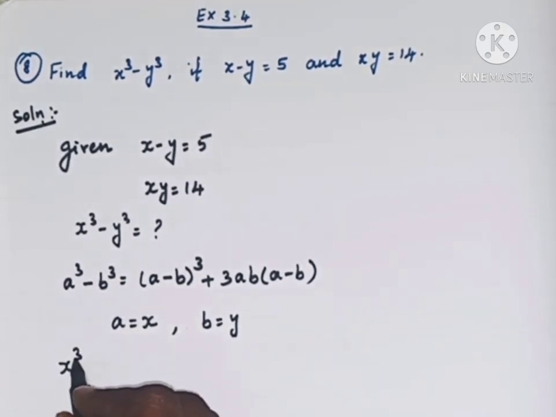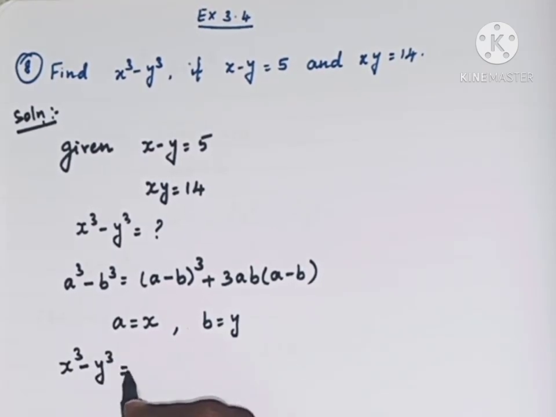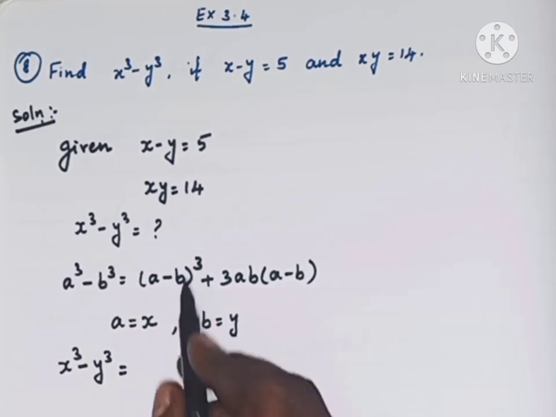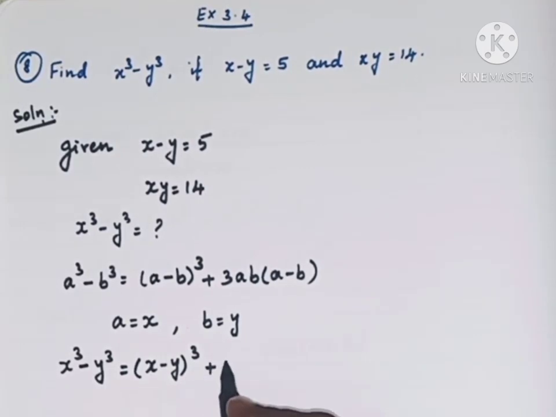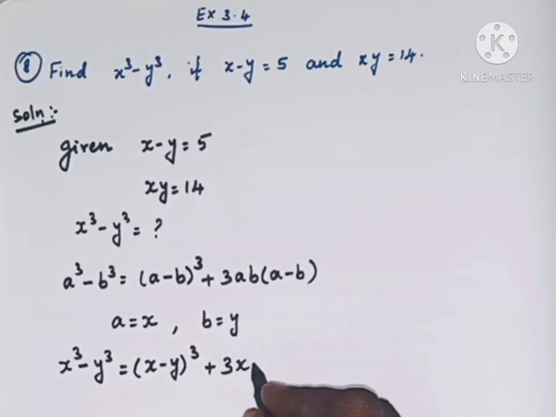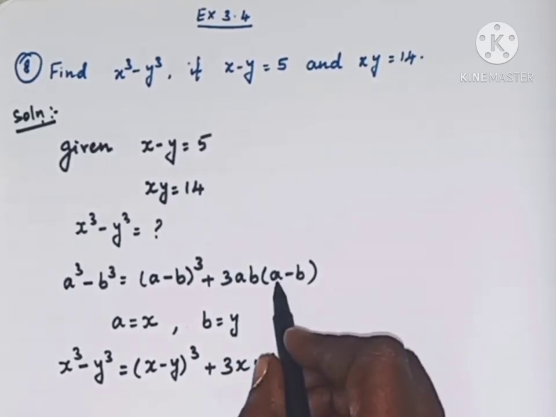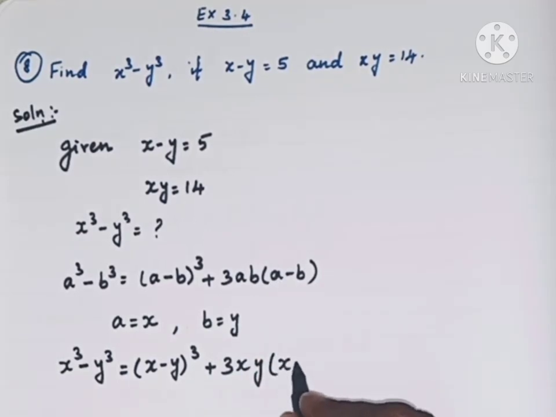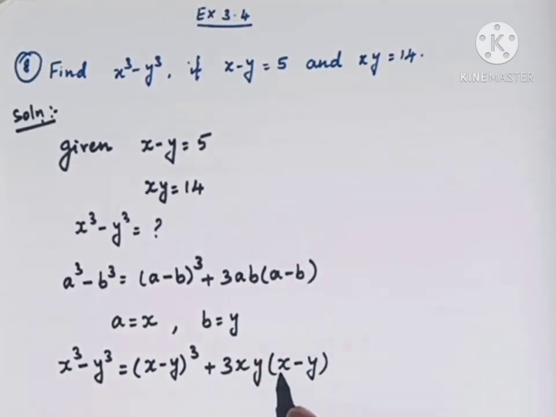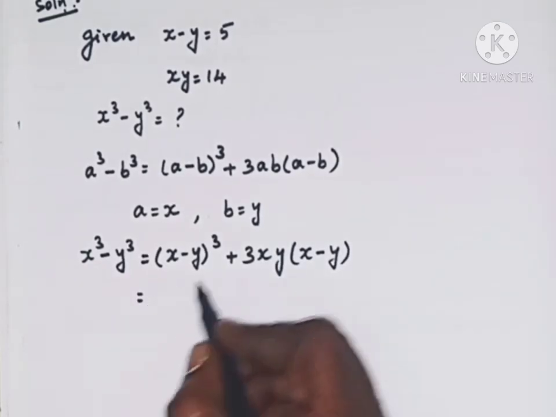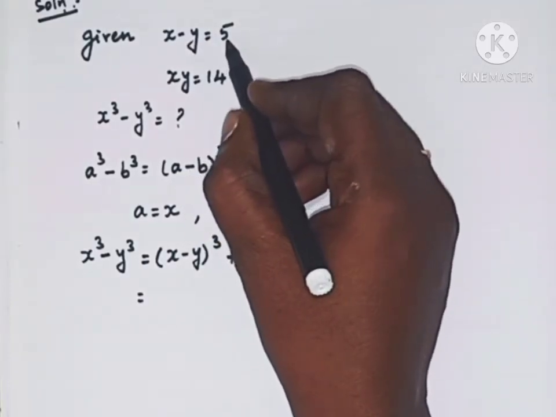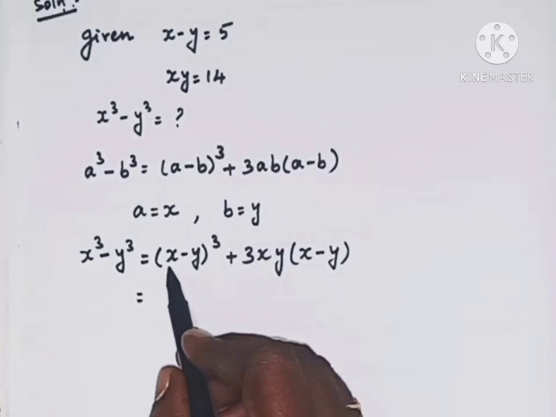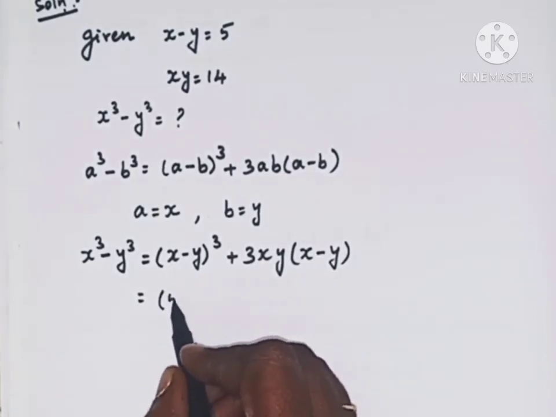So x cube minus y cube is equal to what here? A minus b the whole cube. So we should write x minus y the whole cube plus 3 into, in the place of a we have to put x and in the place of b we have to put y, 3xy into again a minus b becomes x minus y. Now x minus y the whole cube. Given in the sum the value of x minus y is 5. So in the place of x minus y we have to substitute 5.